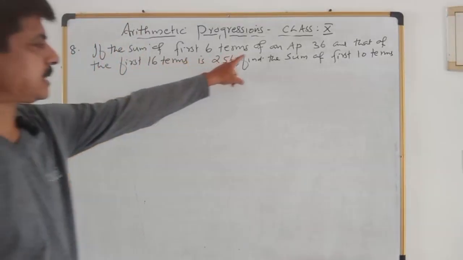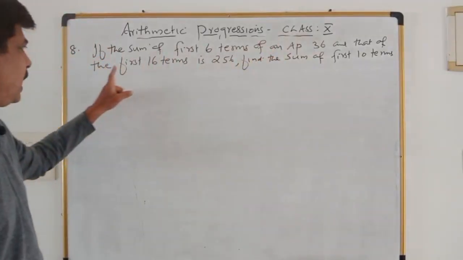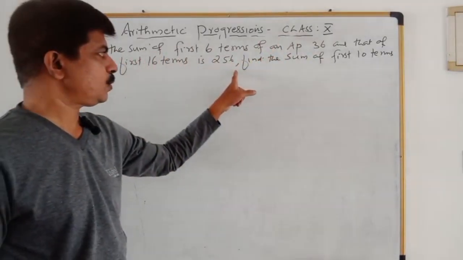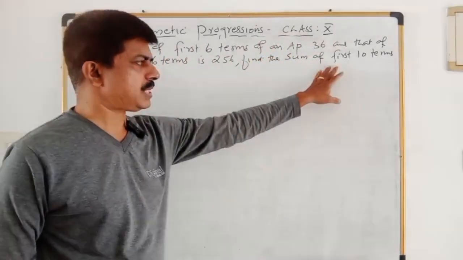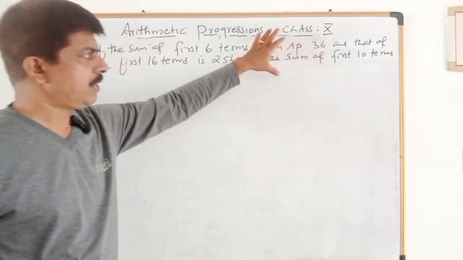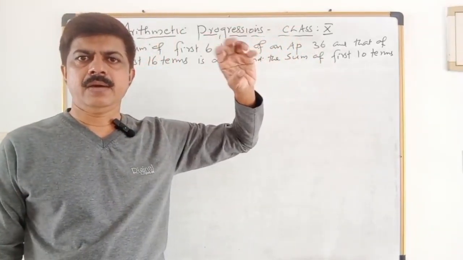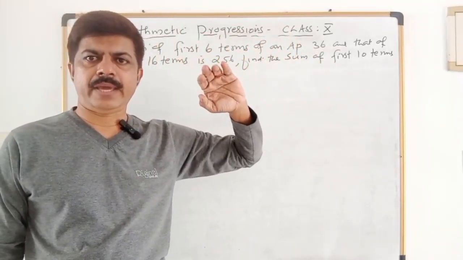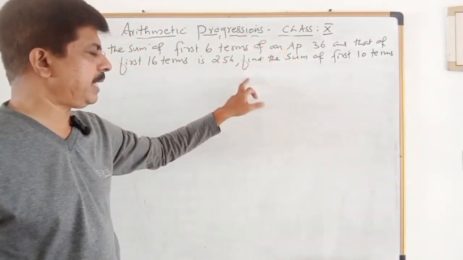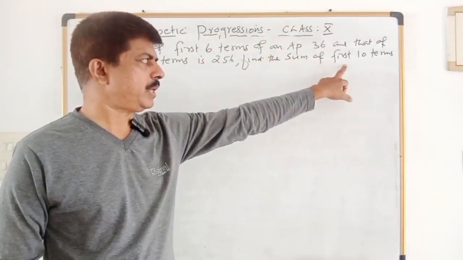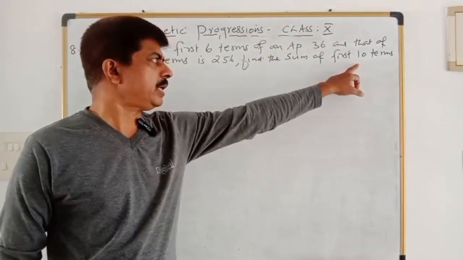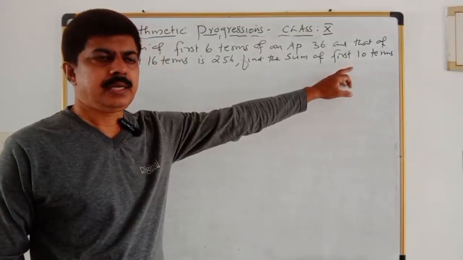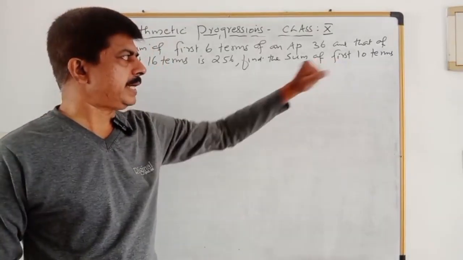If the sum of first 6 terms of an AP is 36 and that of the first 16 terms is 256, find the sum of first 10 terms. So we have to form two equations and solve and get the value of a and d. Once we have a and d, we can use the sum formula to find the sum of the first 10 terms.